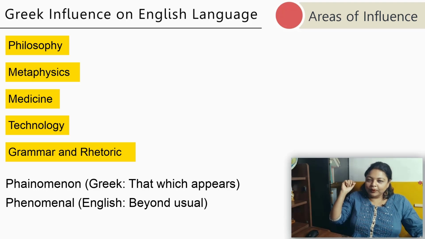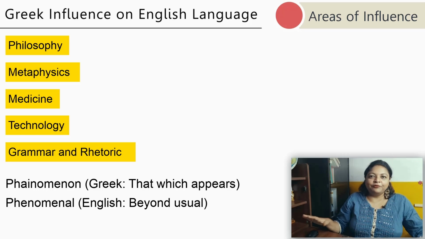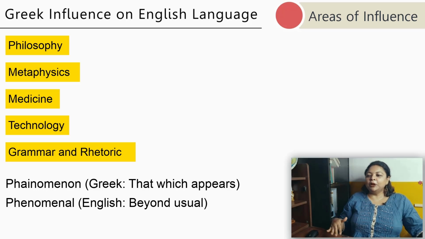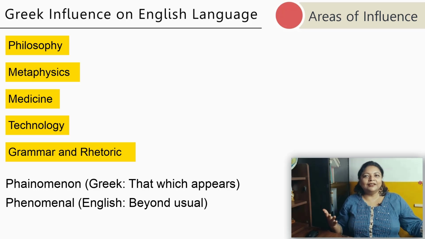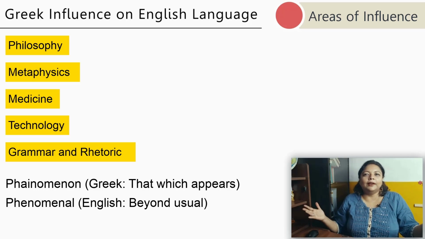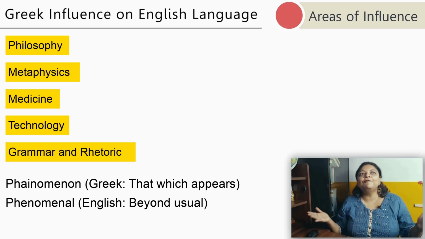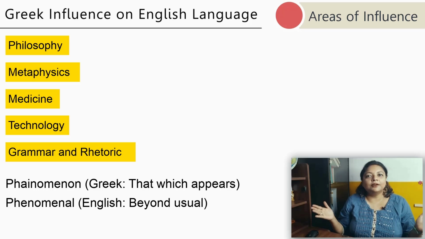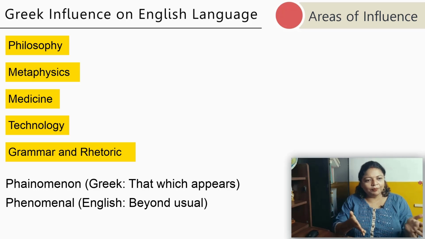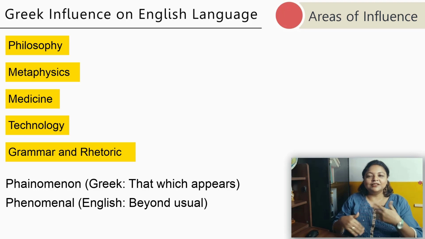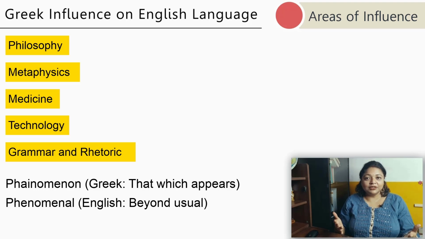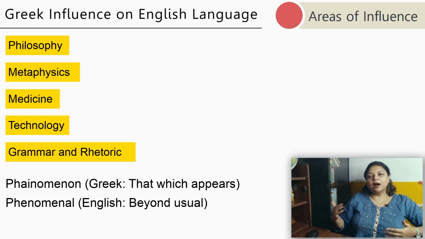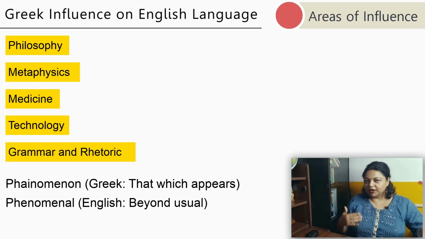Now, today, this word is used by almost everybody to mean something completely different. News anchors keep on saying it's a phenomenal event, as if phenomenon or phenomenal means spectacular. It is not spectacular. Phenomenal means something which is normally happening, but now it is used to mean something which is extraordinary. So this is how words keep changing, evolving.